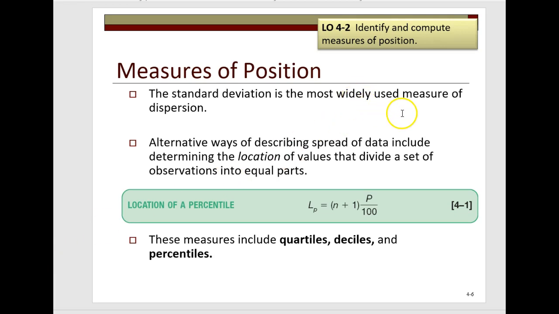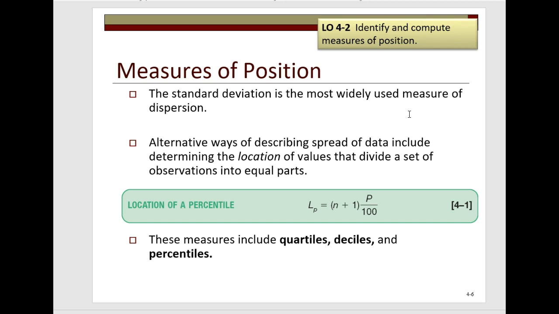Learning Objective 4.2 is about identifying and computing measures of position. So we've previously talked about the standard deviation as the most widely used measure of dispersion, but there are other ways to describe the spread of data, and that includes the location of values that divide a set of observations into equal parts. So these measures include quartiles, deciles, and percentiles.